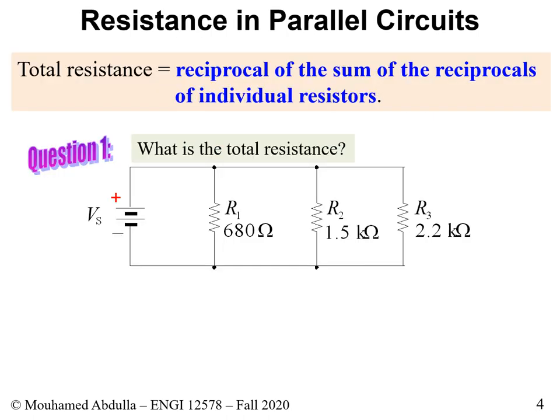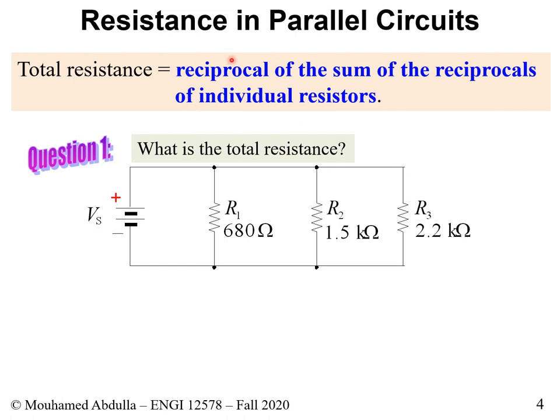Okay. In a series circuit that we saw last lecture, we realized that the total resistance is simply found by adding the value of each of the resistors. In a parallel circuit, to find the total resistance, we don't necessarily add the resistors. In fact, adding the resistors will not give the total resistance. It will give us a wrong, misleading answer. So how do we find the total resistance in a parallel circuit? Well, we do the following. We take the reciprocal of the sum of the reciprocals of the individual resistors.